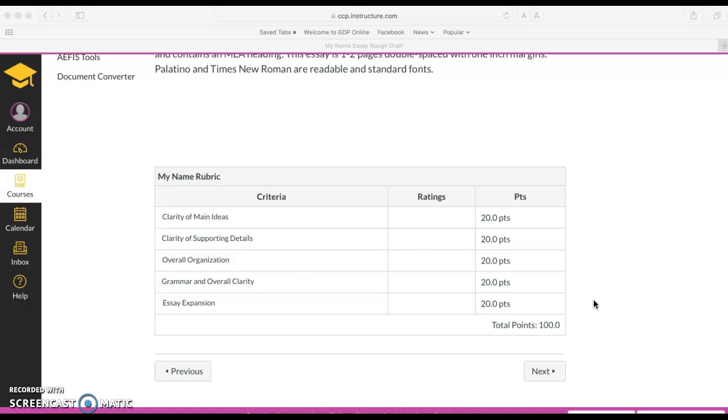Like I said, I highly recommend you look at your rubric before, during, and after completing an assignment to do the best that you possibly can.